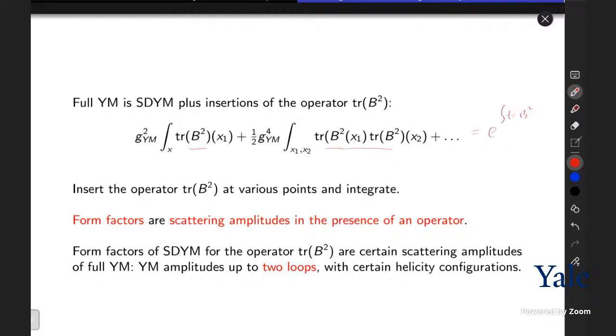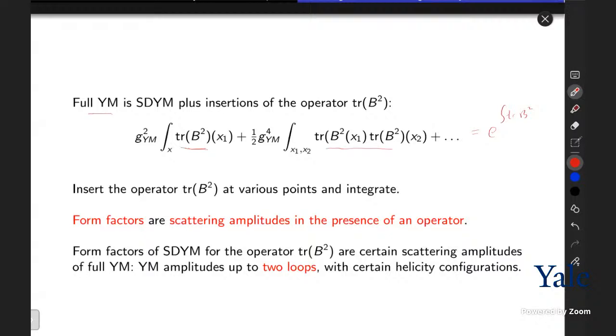So this tells us that the scattering amplitudes of full Yang-Mills theory, well, we can think of those as scattering amplitudes of self-dual Yang-Mills in the presence of an operator, of this operator. I see various points. The technical term for scattering amplitudes in the presence of an operator is form factors.